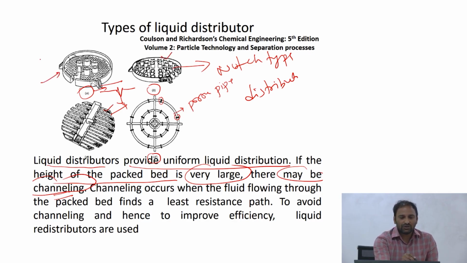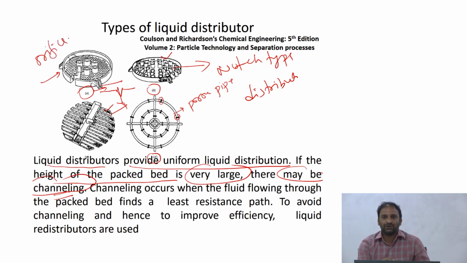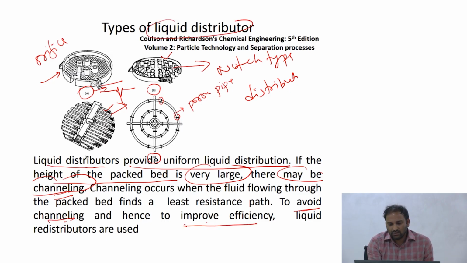This is an example of what is called an orifice type of liquid distributor, which has porous openings, and through that the liquid flows. So these are what people typically use, and as I said, the objective of this liquid distributor is to avoid channeling and to ensure improved efficiency. That's the whole point.